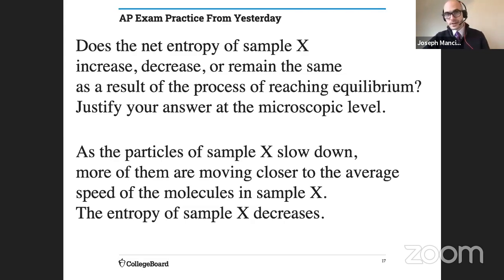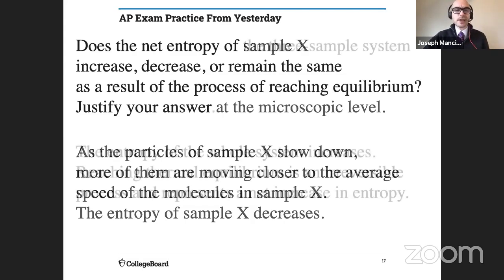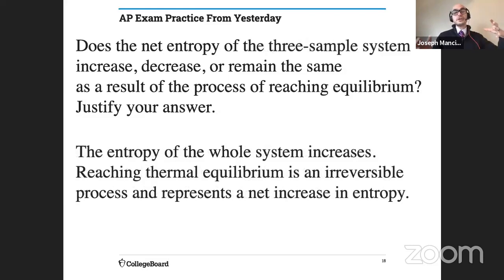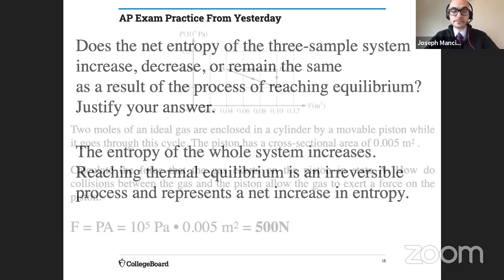More of its molecules are traveling closer to the average speed, but the entropy of the whole three sample system increases. Reaching thermal equilibrium is considered an irreversible process, which is the definition of a process that increases entropy. Left to its own devices, a system will approach thermal equilibrium and its higher entropy state.